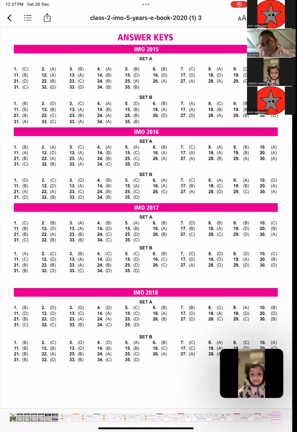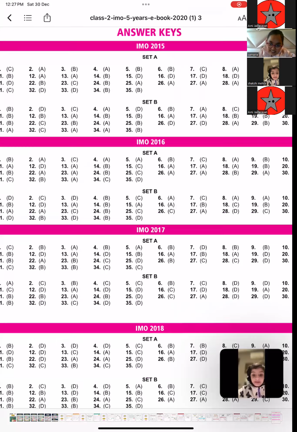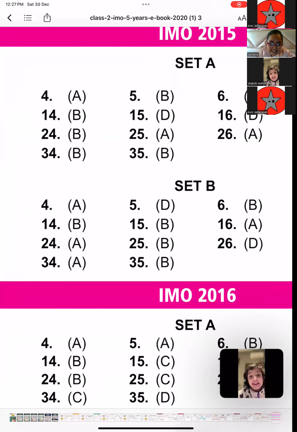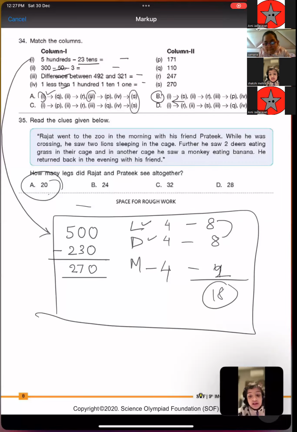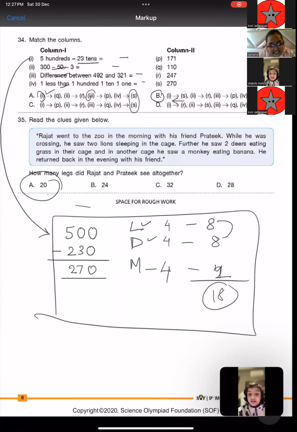Agree? Here look at the set A answer. Ma'am, but they are saying how many legs did Rajat and Pratik see all together? They can count their own legs. Yeah, they will have to count their own legs, as pointed out by Samira. See? Only then the answer is 24. And only Samira will get 2 marks here. Everybody else, including me, we are going to get a 0. Yes? So how many legs did Rajat and Pratik see altogether?